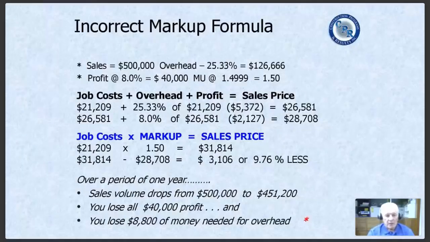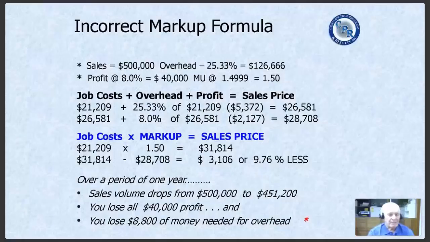Using the same numbers we had above, 500,000, overhead at 25, all the same numbers. I don't change the numbers. You take your job cost plus overhead. So here's your job cost, 21,209, plus 25.33% overhead, which is this number right here, 5,372. Add those two together, and we have a subtotal of 26,581. Plus profit: we take our subtotal of 26,581, add 8% profit, which is 2,127, and we have a sales price for the job of 28,708.